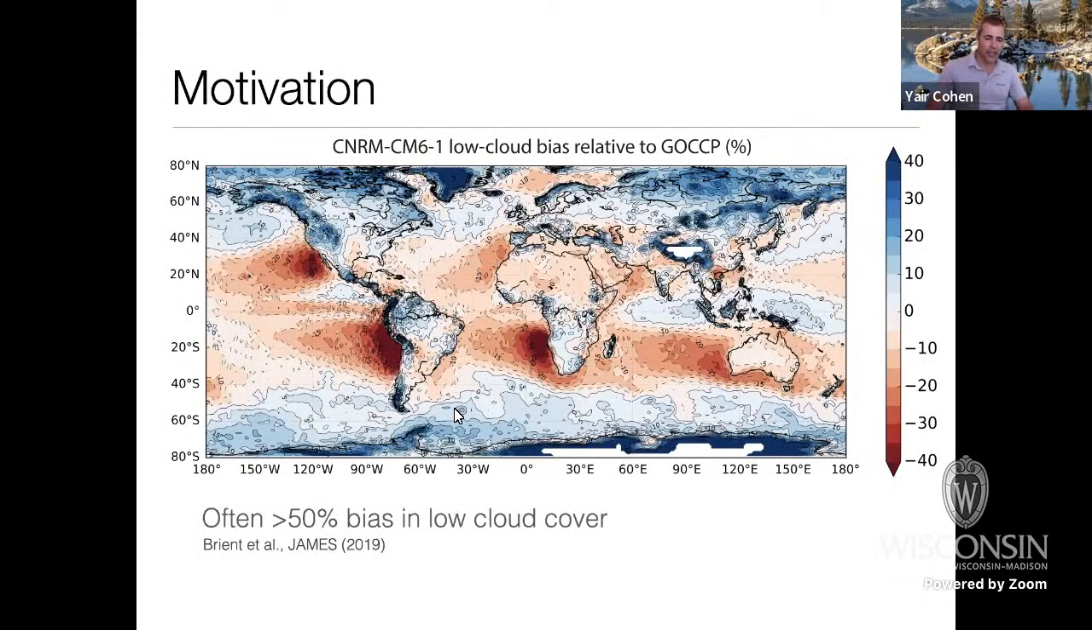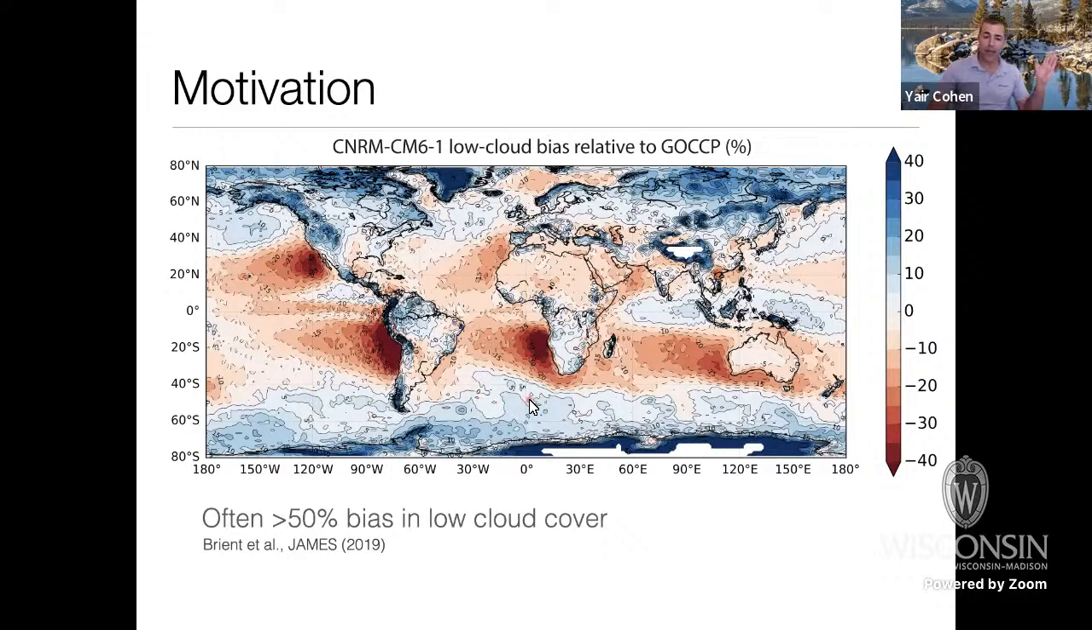So, motivation. I think this is the best example of motivation. This figure from Brient et al., from 2019, shows the bias in low cloud fraction between one CALIPSO satellite product and one climate model, CNRM. You can easily find biases here up to 50%, and the map is saturated. Technically, you actually have biases here much higher. You could have found a 70% bias in the stratocumulus-topped regions here in the west of continents.